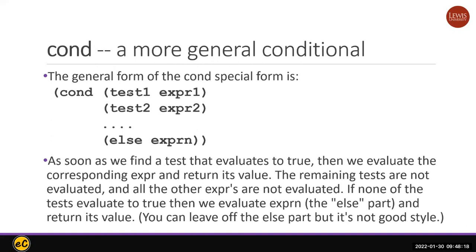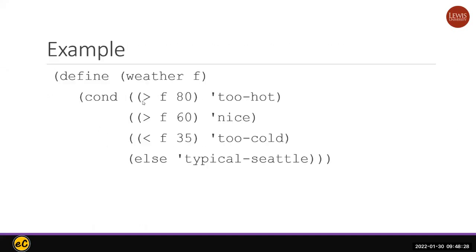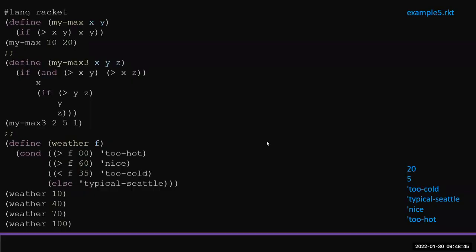With the cond statement, you can test several conditions. And for the last one, the default condition, you use else. This one is a little bit more like a switch. This one is more like a normal if, then, else. So here you have F. If F is greater than 80, you say too hot. Greater than 60 but less than or equal to 80, we say nice. Less than 35, we say too cold. Otherwise, we say okay, typical temperature.